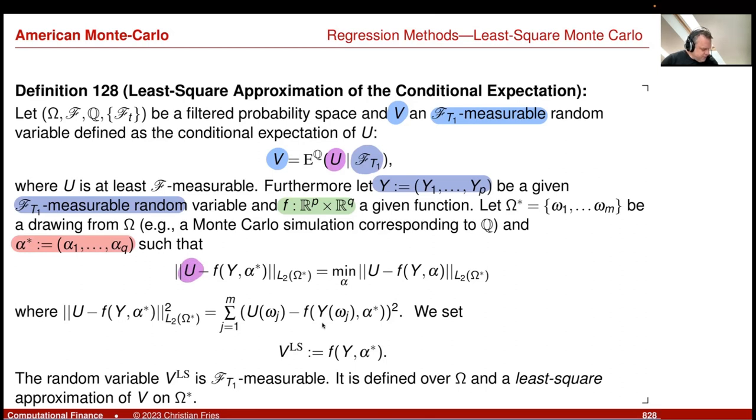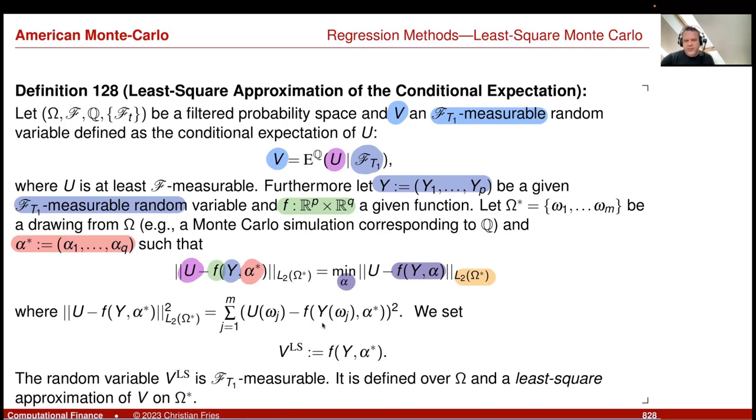u minus the function f applied to my predictor random variables y with that parameter alpha minimizes our L2 distance among all such random variables, so among all those f of y and alpha. So for the intuition, the y's in the binning would be the indicator functions of each bin. And the alpha is just the value h_i. It's just the level that you have. And the f is then just the sum of alpha i times y_i.